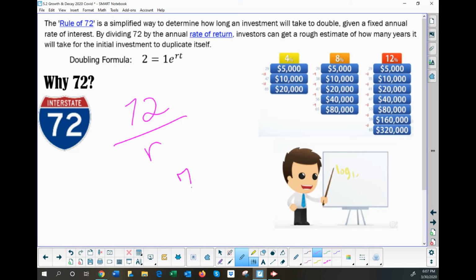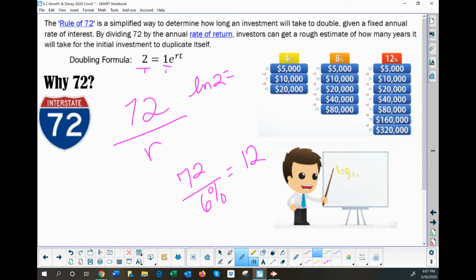Why 72? How did they come up with that number? Well, we know in order to double, we just had to divide by 2 and then we natural log both sides, right? If I check out what the natural log of 2 is, I'm going to put it in my calculator. Natural log of 2 turns out to be 0.693. So really a better number would be the rule of 69.